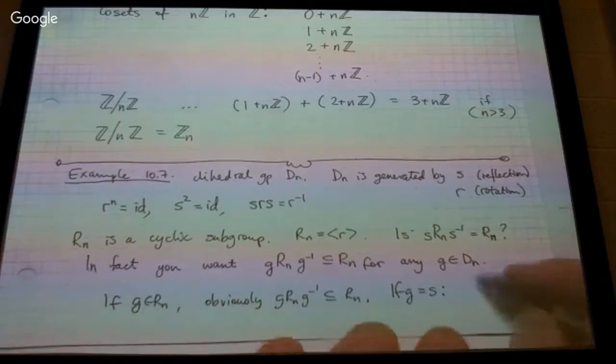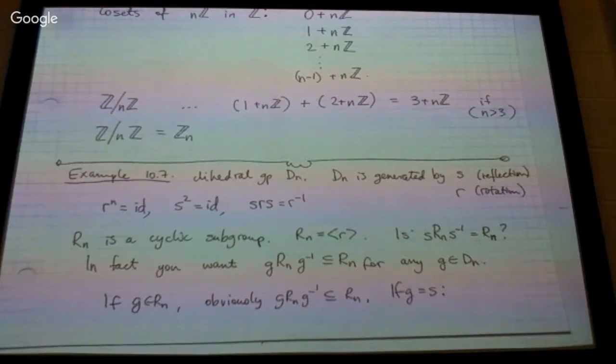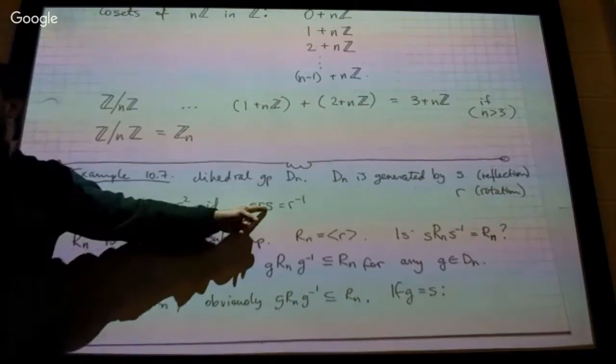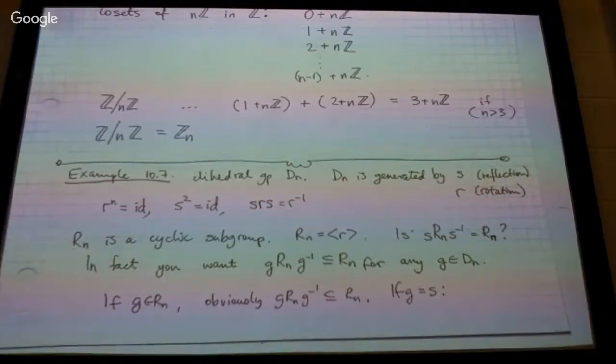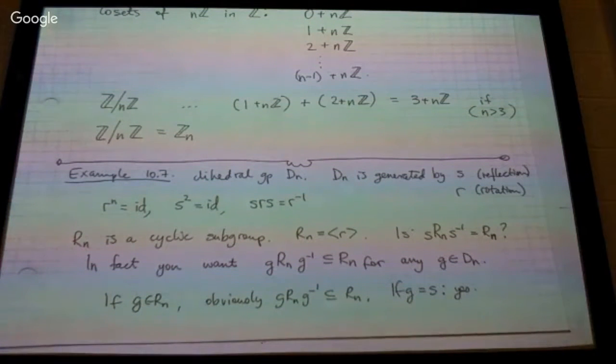Well, first S inverse is S, and S times some rotation times S is a rotation. So that is true. And if G is the product of some rotations and some reflections, then you can kind of combine these. So it is normal.